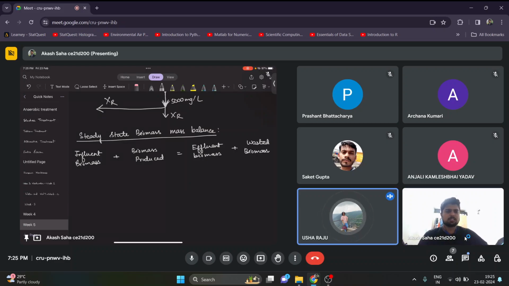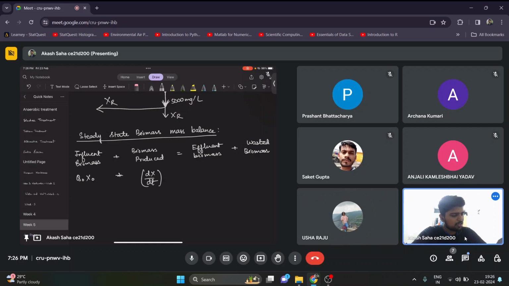So these are all my streams which I have shown you. How can I depict it? My influent biomass will be nothing but Q naught into X naught. Now, how much biomass is getting produced? With time, I can write it as dx by dt. Dx by dt biomass is produced in V, to maintain the same unit, because Q naught into X naught will be liters into milligram per liter. So liter will cancel, it will be milligrams. So everything will be in terms of mass.